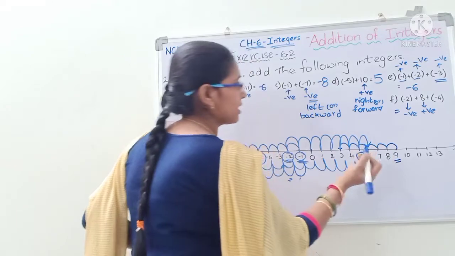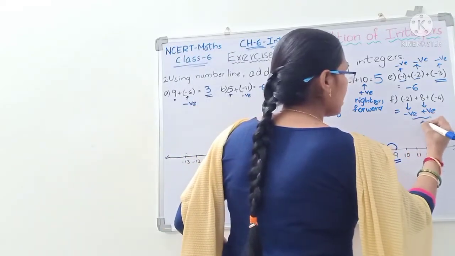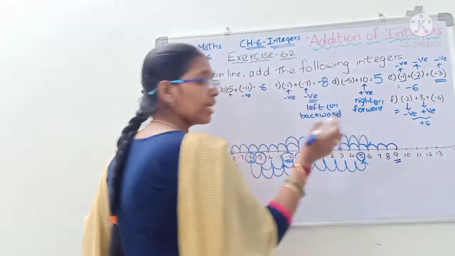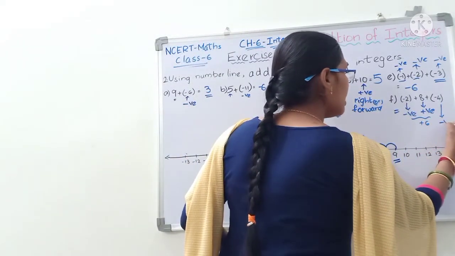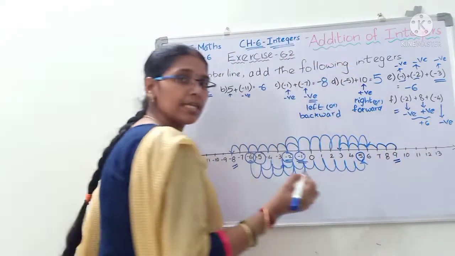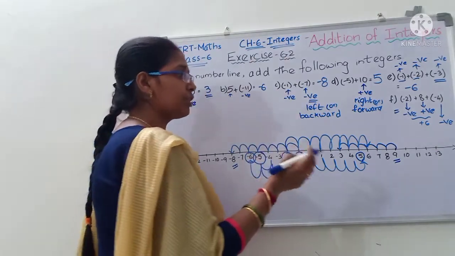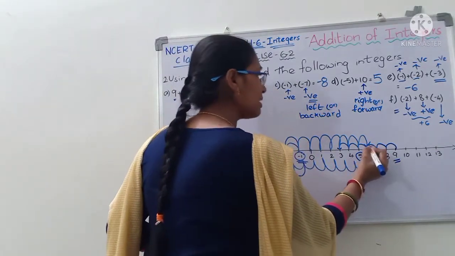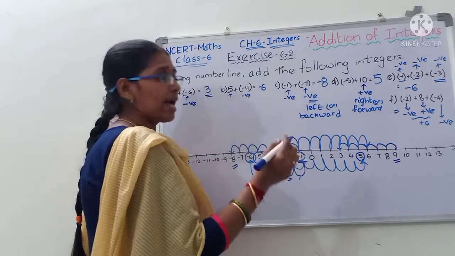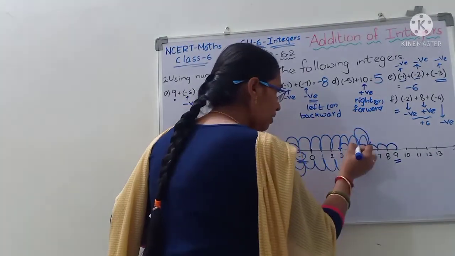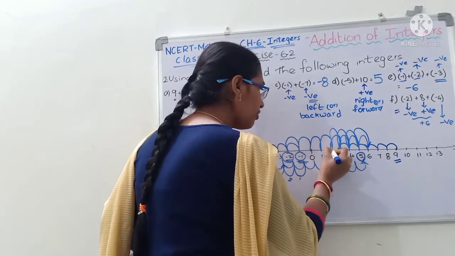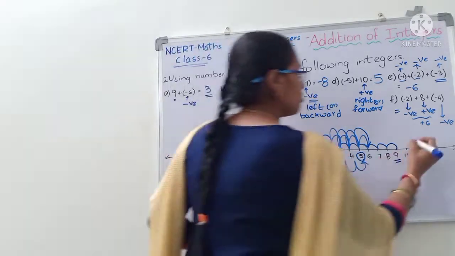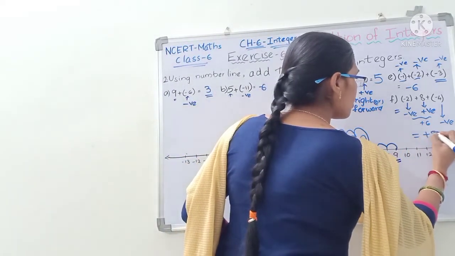We reached plus 6. From that, you should again add minus 4. Minus 4 is a negative number. That means, yes, we should move backwards, to the left side. From plus 6, move 4 steps backwards: 1, 2, 3, 4. We reached plus 2. The answer is plus 2.